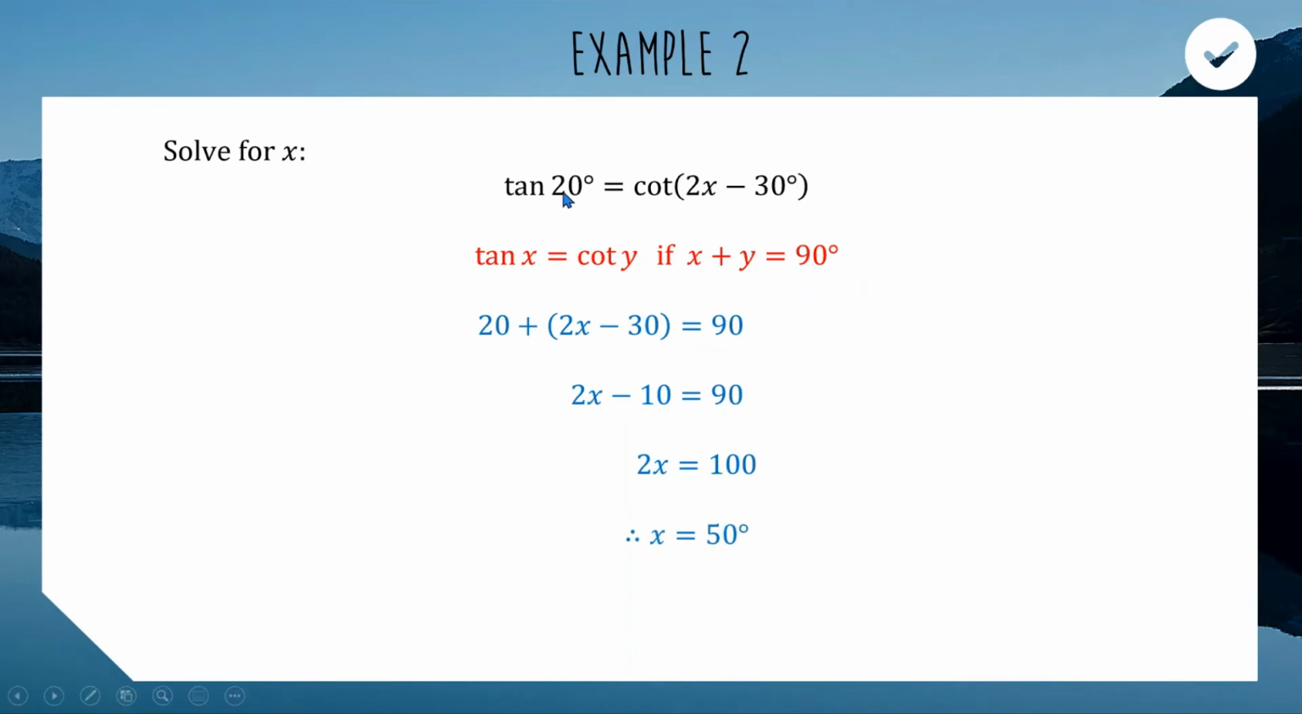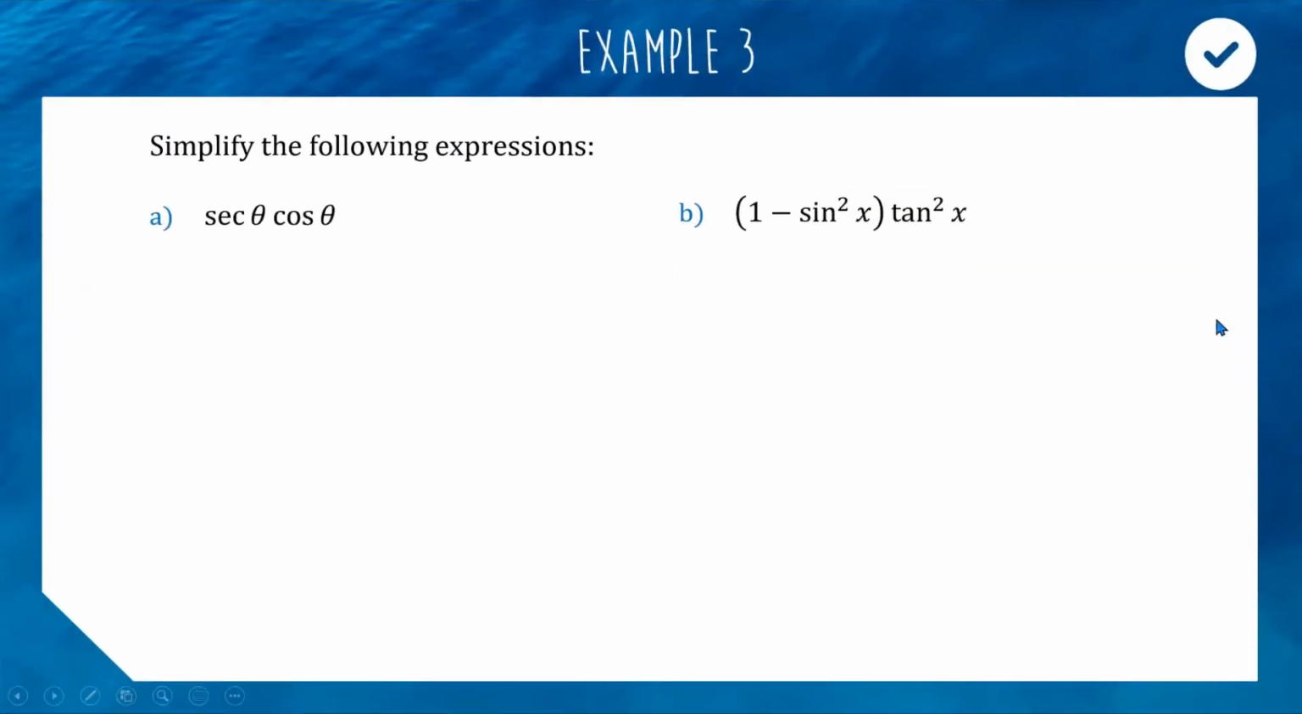All right, so if x is 20, 2x would be 100, take away 30 is 70. 70 and 20 are complementary, so the relationship works. Okay, up next, we're doing some real trig algebra now. We're going to simplify these expressions as best we can.